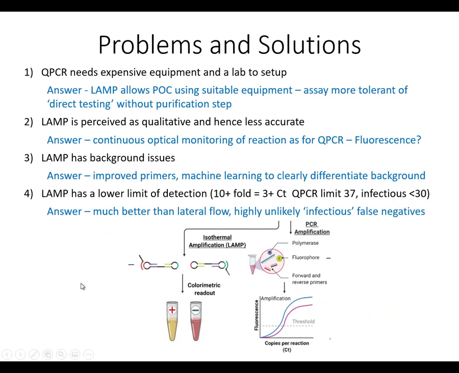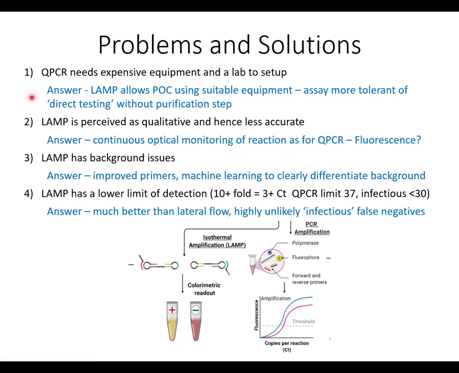So what are the problems and solutions with the use of LAMP as an alternative to qPCR? Well, qPCR needs expensive equipment and a lab to set up your reactions. You need this purification step for virtually all qPCR reactions, and you need an expensive machine to do the amplification and detection of your product.